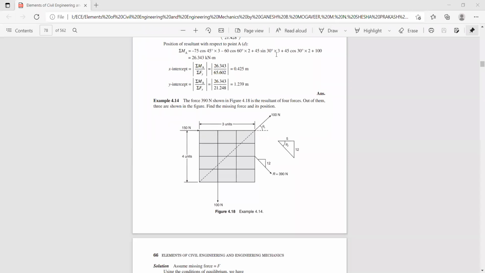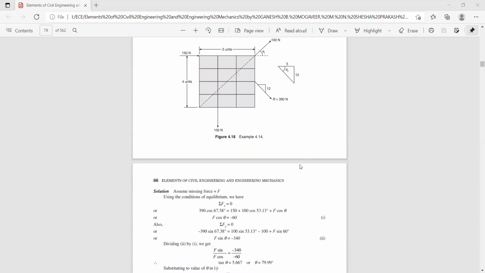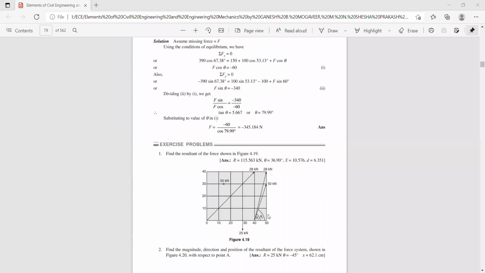There are some printing mistakes, so always go with the basics. There won't be any problem for you. Again, you have many problems here. These types of problems we have already discussed in the previous class. So here is an exercise problem.